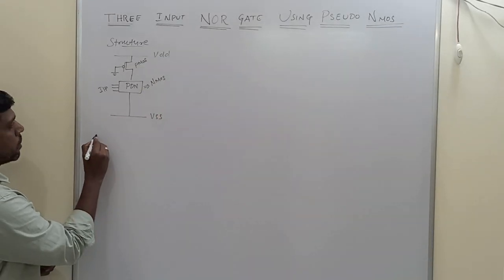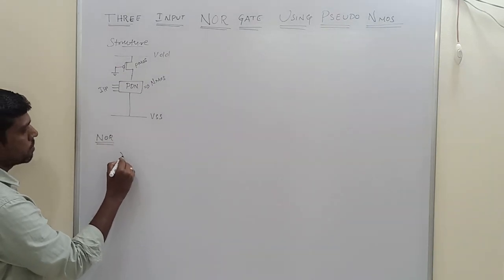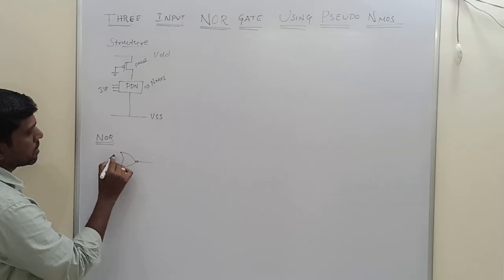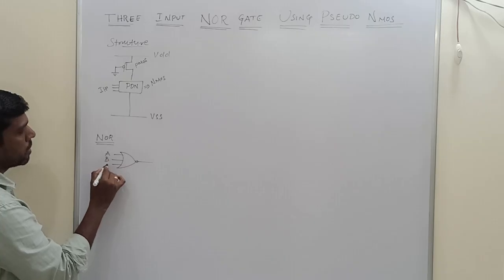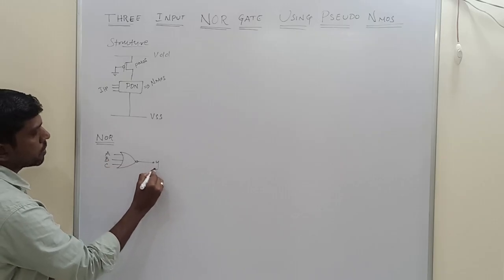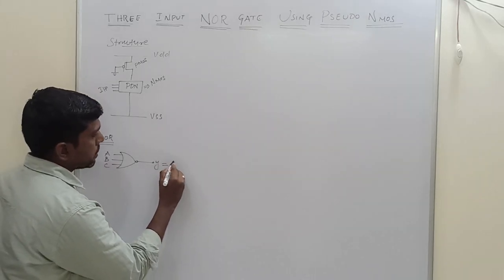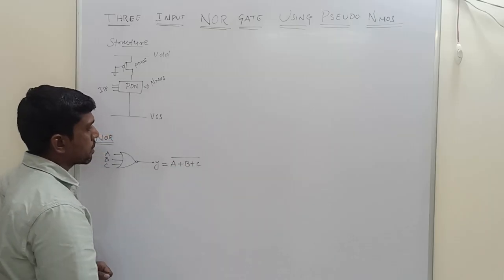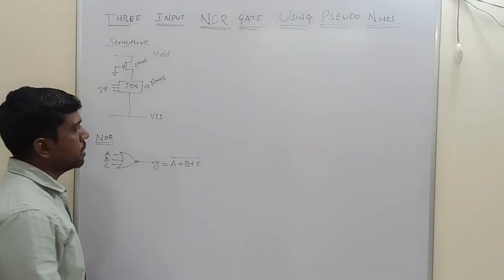Now I draw the symbol of the 3-input NOR gate. This is the 3-input NOR gate symbol. Here the inputs are A, B, C. The output is Y. The Boolean expression is Y equals (A plus B plus C) the whole bar. So this is the Boolean expression for the 3-input NOR gate.